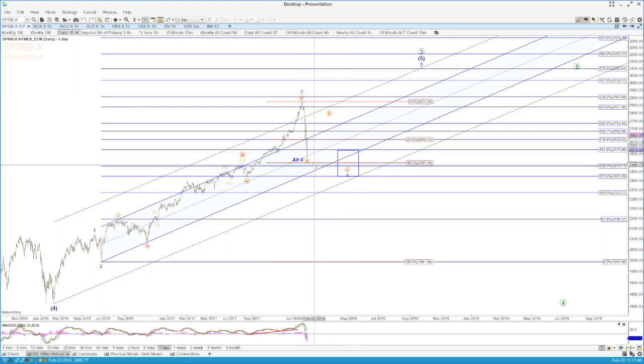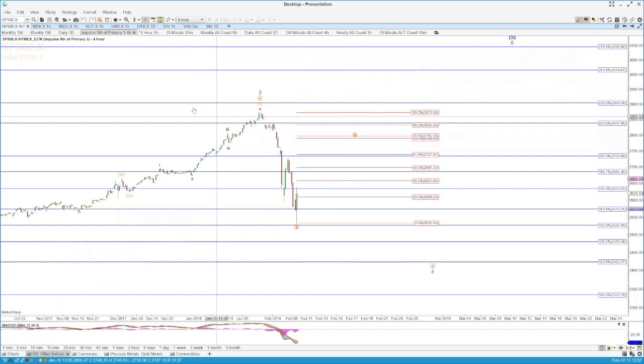Well, there are a number of possibilities. It is possible that the correction is over and that the reversal low from Friday, the low we saw on Friday afternoon, was the bottom of all of the wave 4, and that we're now heading on up. So in order to prove that, we need to overcome various obstacles.